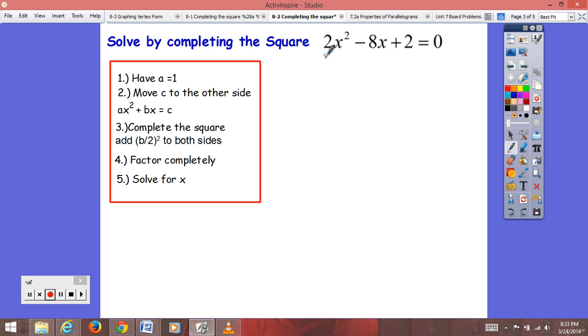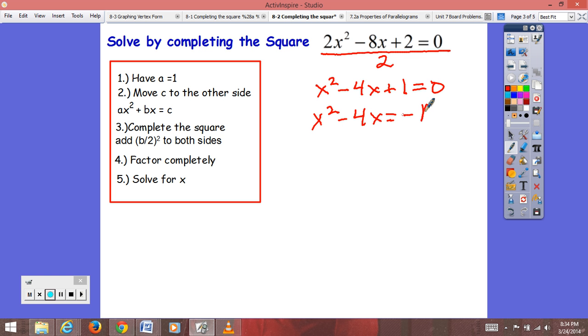Again, solve by completing the square. Again, we need to get a equal to 1. So what do we do? We divide by 2. That gives us x squared minus 4x plus 1 equals 0. Move c to the other side, leaving us with x squared minus 4x equals negative 1. And we need to find our b over 2 squared.